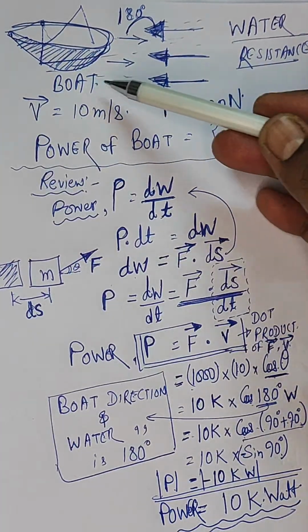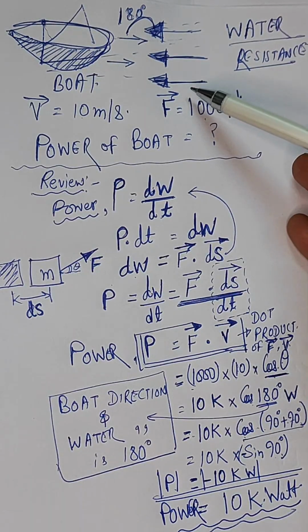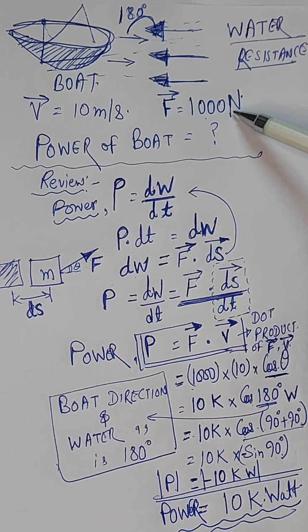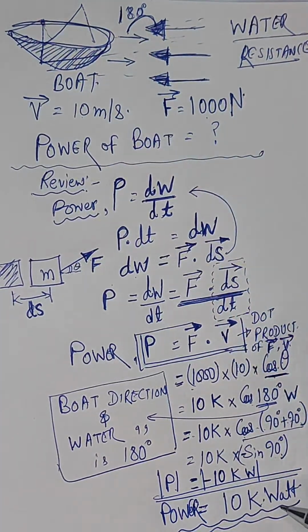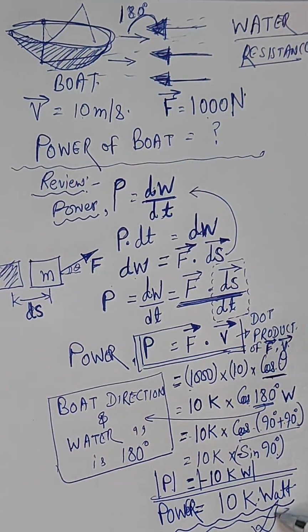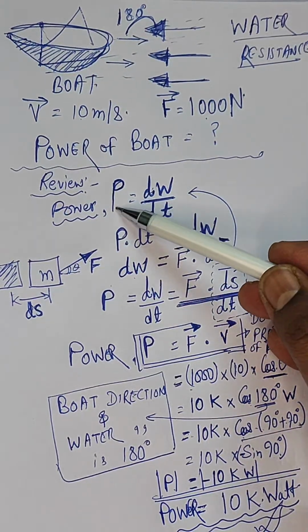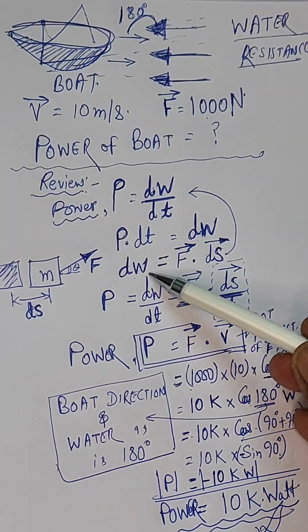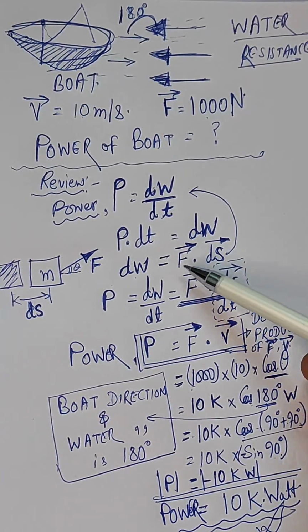So when the boat is moving with a velocity of 10 meter per second and water is resisting it from the opposite direction with a force of 1000 Newton, then the power applied by the boat to move with a velocity of 10 meter per second is 10 kilowatt, right? So what are the things which we have used over here? Just in review, power is the rate of change of work, dW by dt, and dW can be written as the dot product of force and displacement, F dot ds.